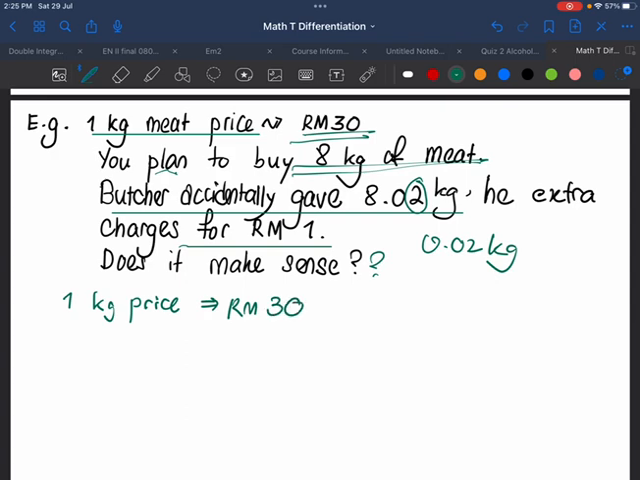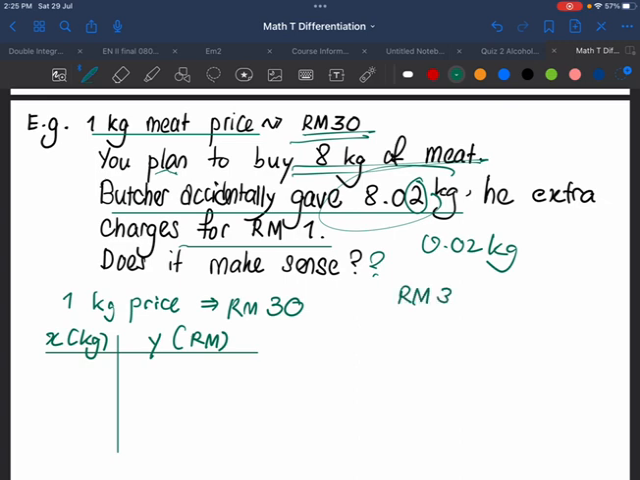However, now it's 8.02 kg, right? So let's say x represents the kg of meat, and y represents the price. If you buy 8 kg of meat, it's supposed to be 30 times 8, you will get 240 ringgit, right? So if you buy 8 kg, it's supposed to be 240.